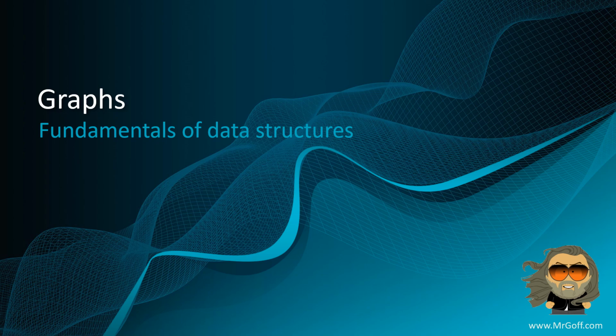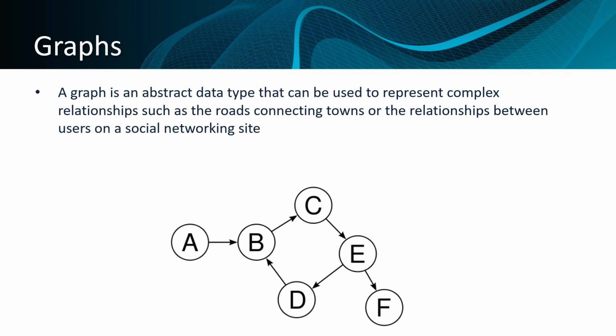This video will focus on graphs. A graph is an abstract data type that can be used to represent complex relationships, such as the roads connecting towns, or the relationships between users on a social networking site.